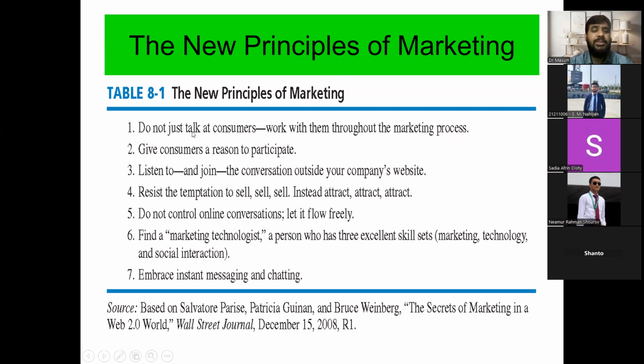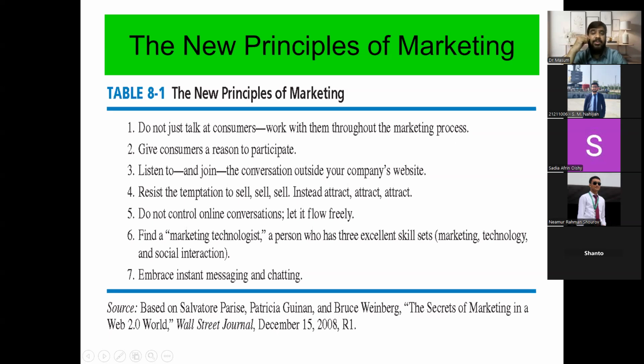Customers are king. Do not just talk at consumers, work with them. QFD, quality function deployment. That means when you are going to produce any product, in operations management we teach QFD, quality function deployment. That means you are involving consumers in your manufacturing process. So work with them throughout the marketing process, which means from your idea generation.